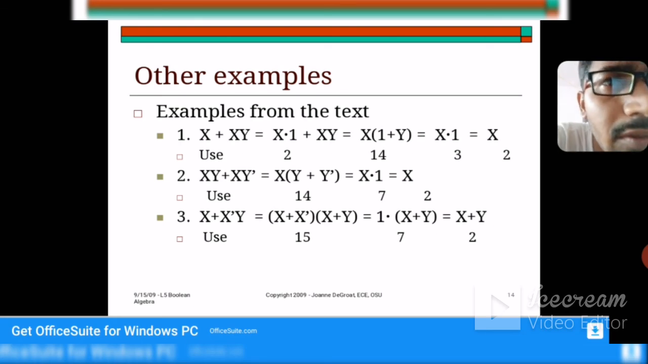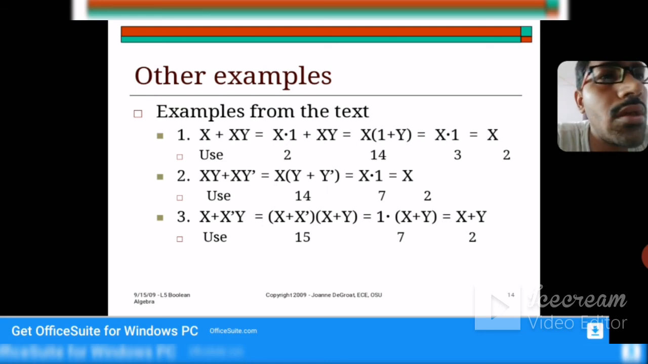Some examples of Boolean expressions. The first example is x plus xy. I can take x common. So I will get x into 1 plus y. If I add a 1 to something, the output is always 1. So I will get x into 1, and x into 1 is always x.